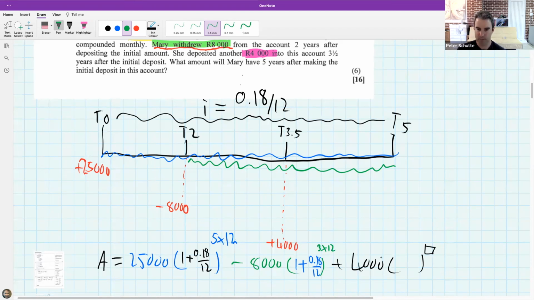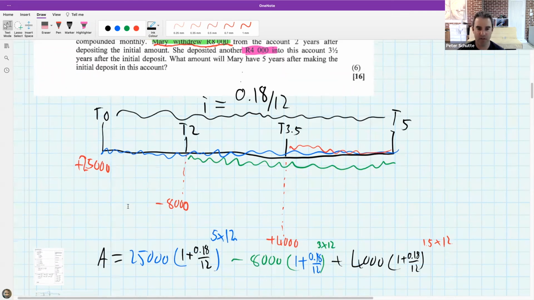Okay, last step. The 4,000 that comes in at T3.5. The interest rate is still going to be the same because at the beginning, you can see my squiggly line. Now, what is the power going to be here? So how much journey is there to go? It's just 1.5, isn't it? 1.5 years. So you go 1.5 times 12.